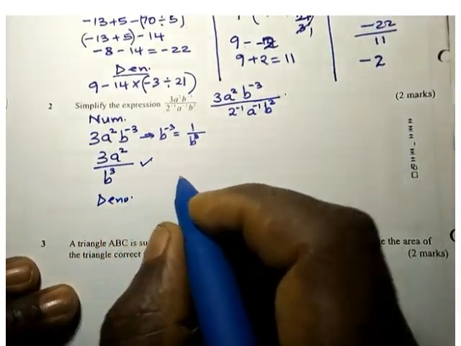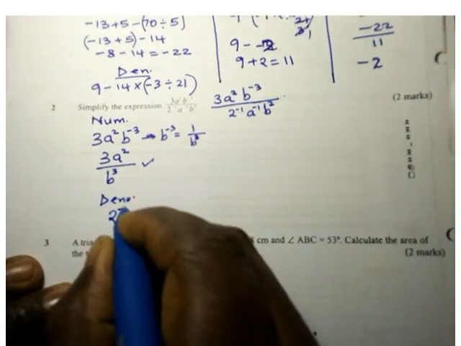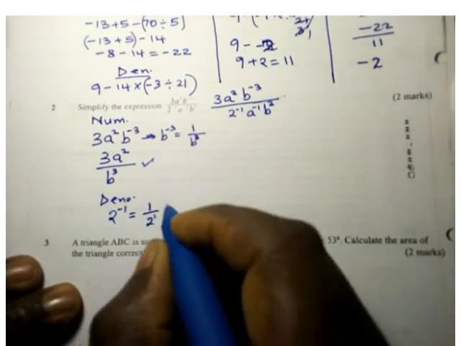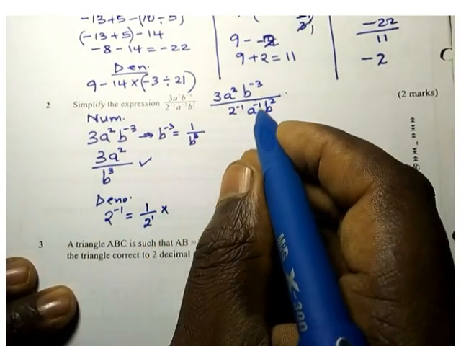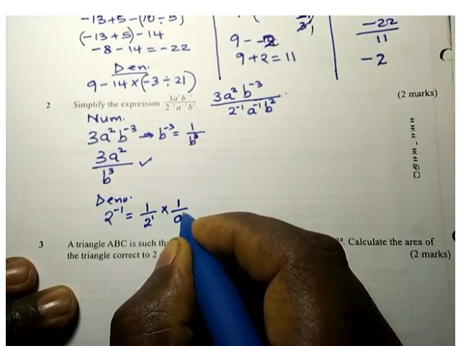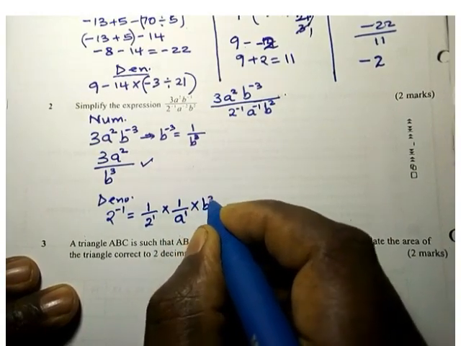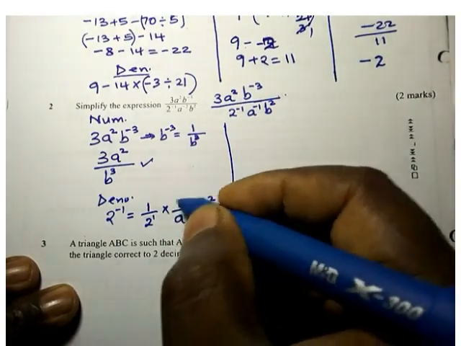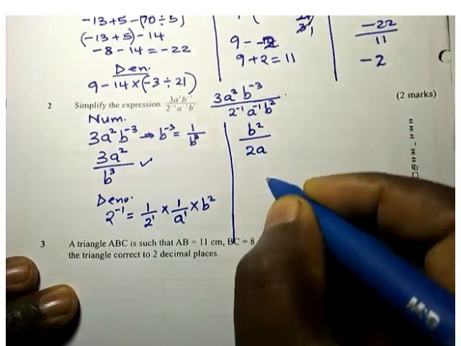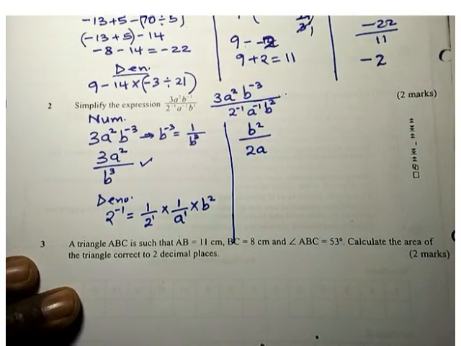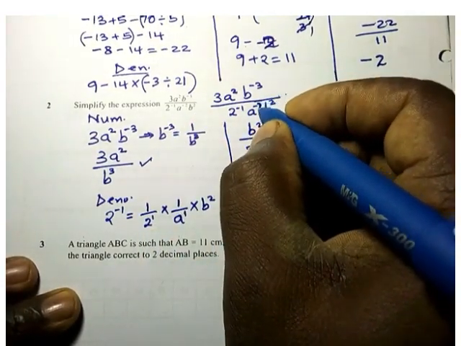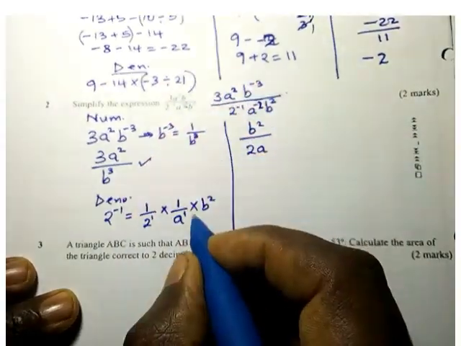we have 2 negative 1, which is actually the same as 1 over 2 raised to power 1, times a raised to power negative 1, which is 1 over a raised to power 1, and then times b square. So this is the same as b square divided by 2a. Sorry, here there's a mistake. This was a square. This is 2 here, so 2a square.